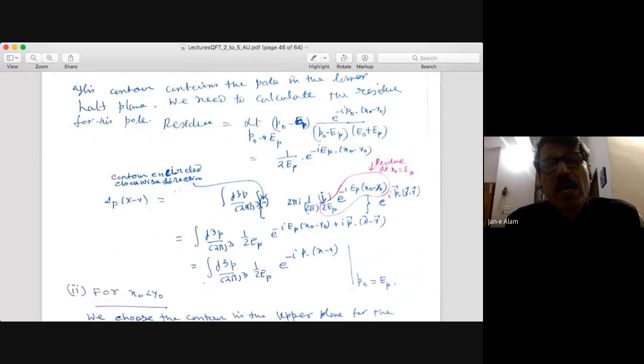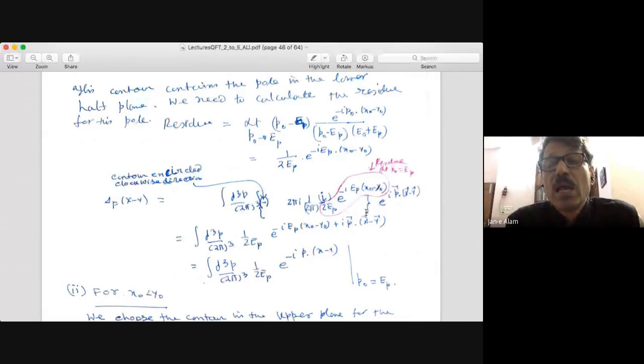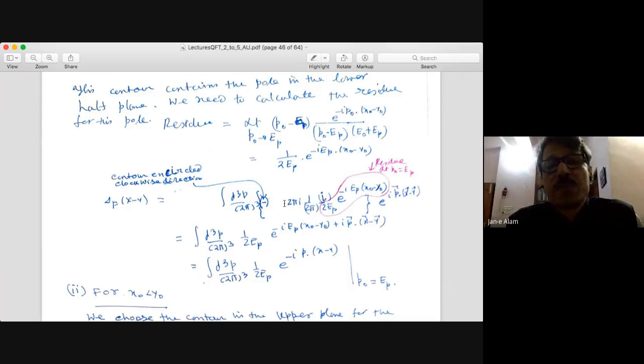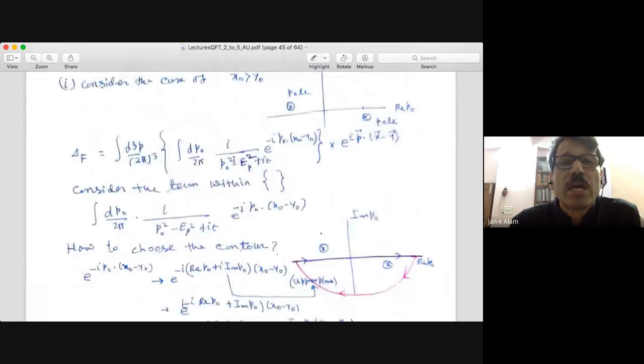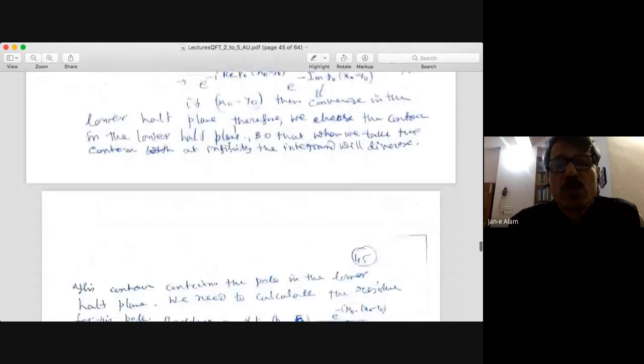This was already there, and we are evaluating the quantity within this curly bracket, which I have put again here. And you had e to the i p 3-vector times (x minus y) 3-vector. So this curly bracket, 2 pi i times this residue, is 1 by 2Ep e to the minus iEp (x0 minus y0). This is actually the residue. Now 2 pi i times the sum of the residues, and this i was already there, so that i will of course survive.